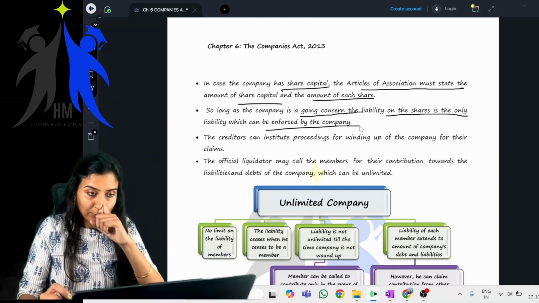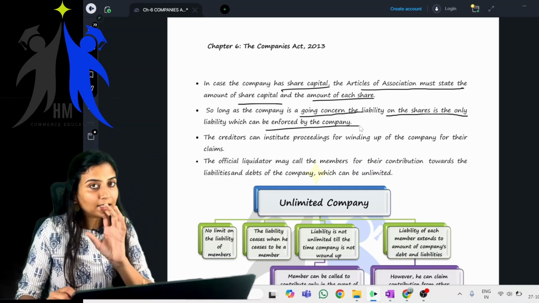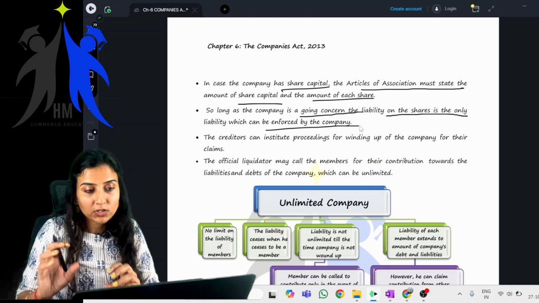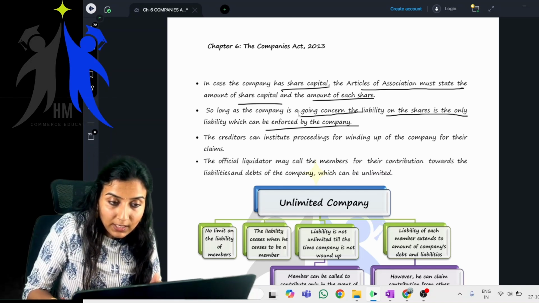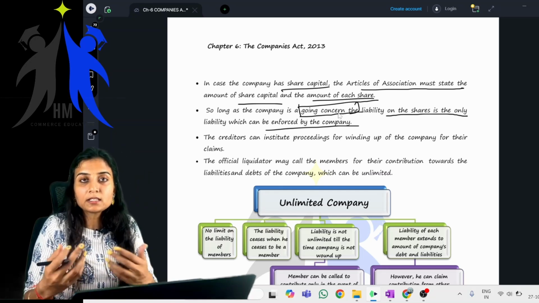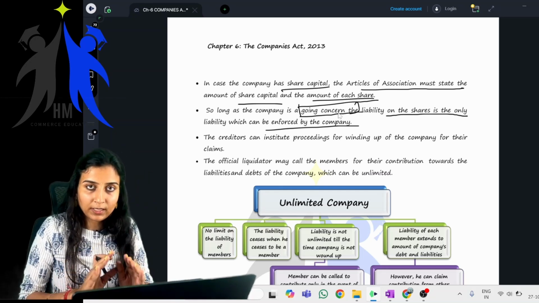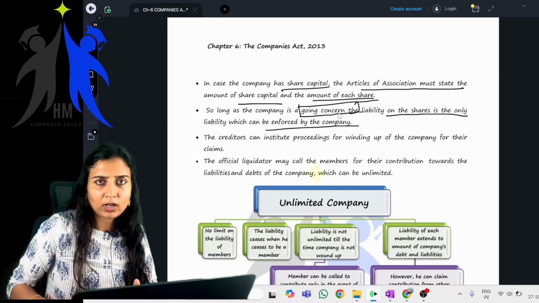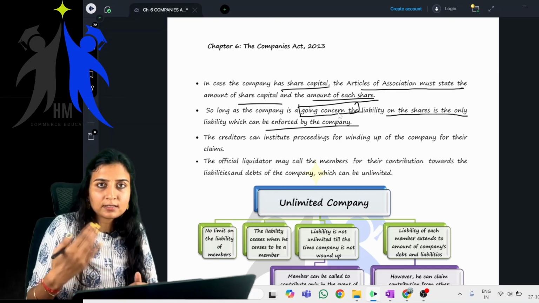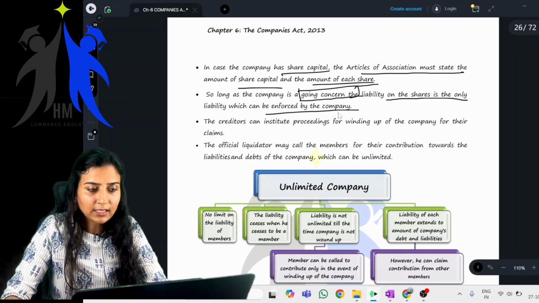It is very important. Now, unlimited company, limited by shares. Also, it has share capital. Now, see, as long as the company is a going concern, meaning what? The company is a going concern, meaning it is running the business. It is not wound up. You would have learnt in your accounts, going concern. It's still running. The business is still in existence.